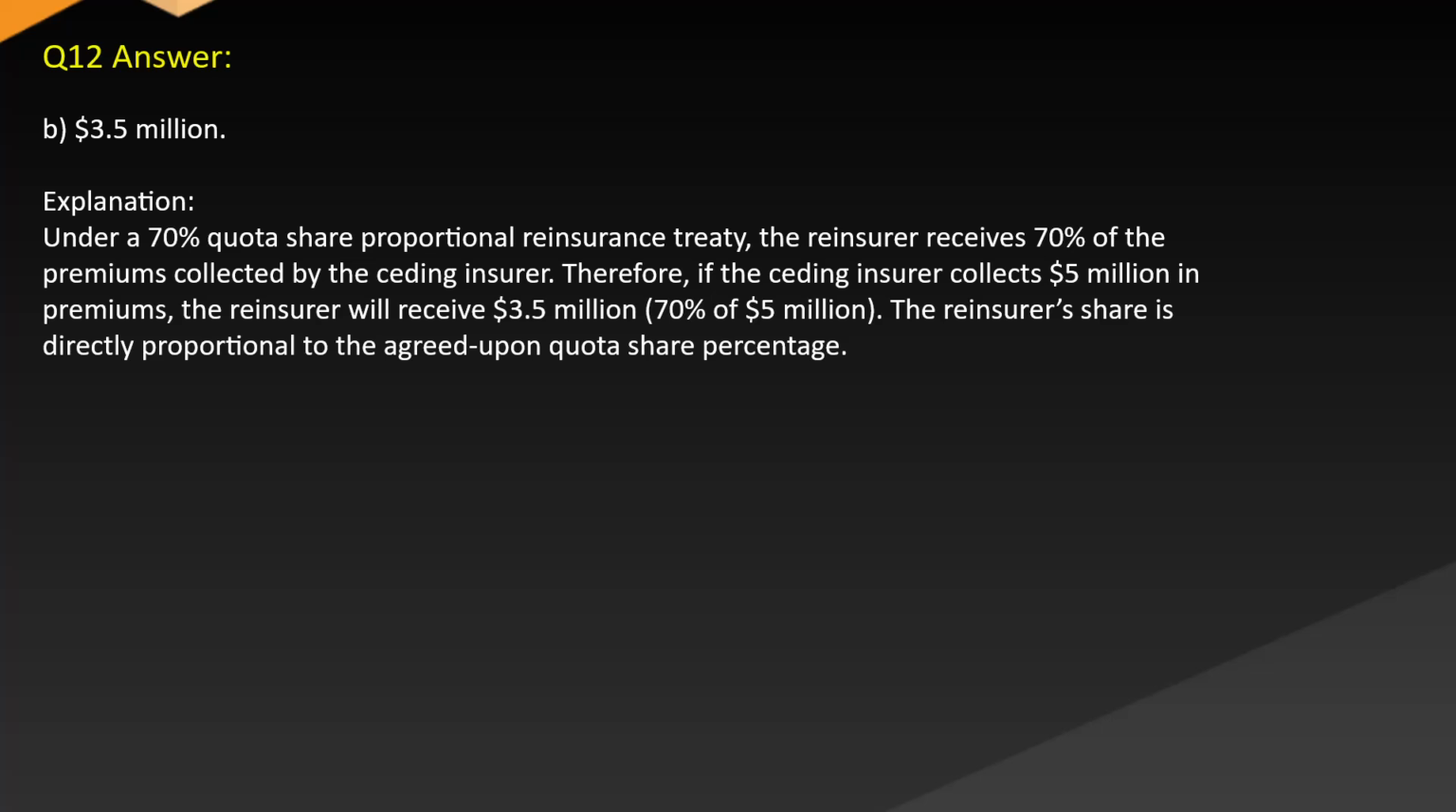Answer. B. $3.5 million. Explanation. Under a 70% quota share proportional reinsurance treaty, the reinsurer receives 70% of the premiums collected by the ceding insurer. Therefore, if the ceding insurer collects $5 million in premiums, the reinsurer will receive $3.5 million, 70% of $5 million. The reinsurer's share is directly proportional to the agreed upon share percentage.